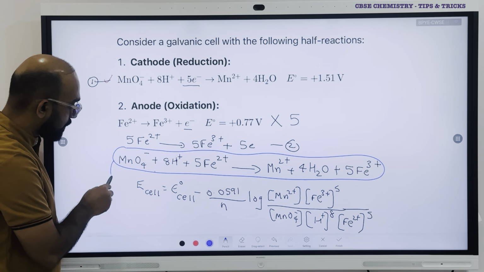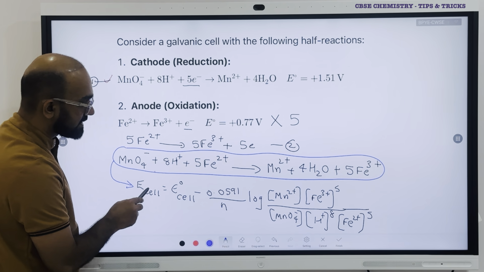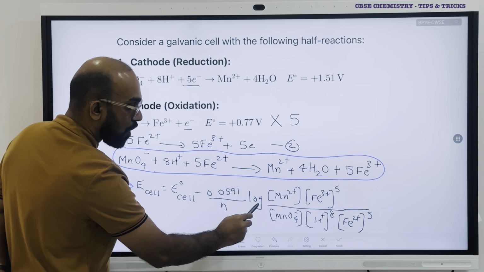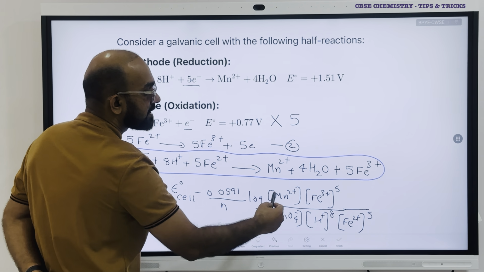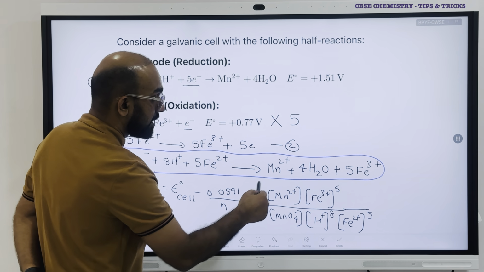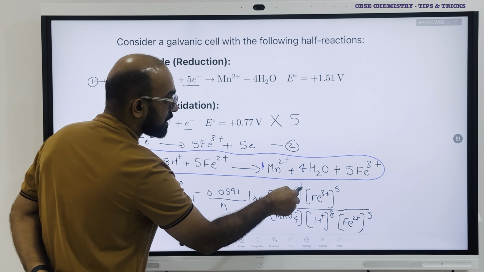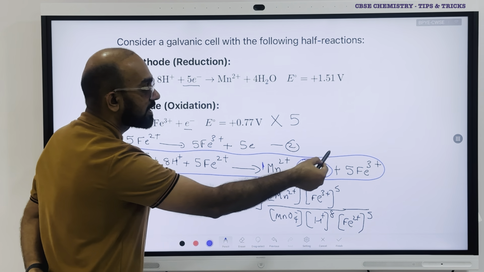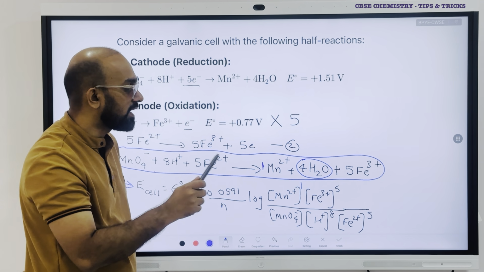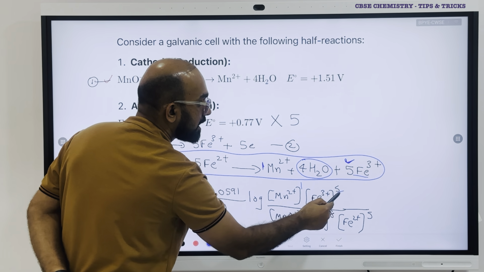Now after that, we are going to write the Nernst equation for the overall reaction. See, E cell is equal to E0 cell minus 0.0591 by n log Q. You remember the reaction quotient, right? Product will be in the numerator and reactant will be in the denominator. Now for product terms, the coefficients will be the powers. Here 1, here 1. Now H2O is a special case. The H2O concentration is 1, okay? So you can ignore it. Now the Fe3+ coefficient is 5, it becomes the power.